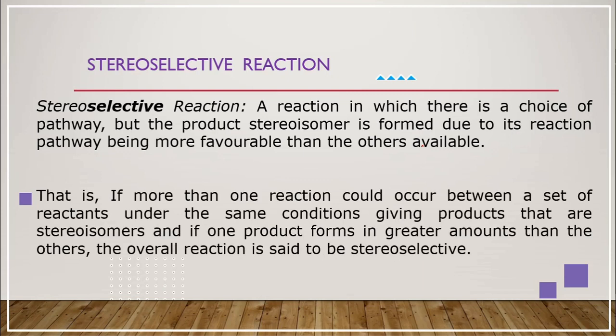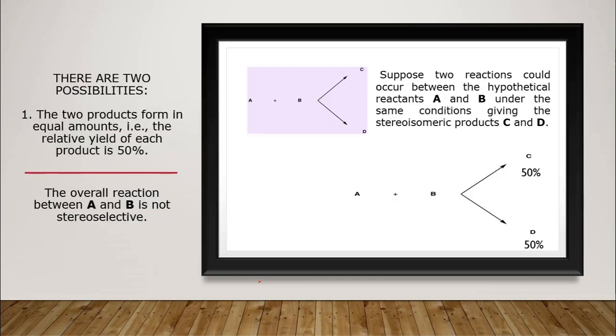If more than one reaction could occur between a set of reactants under the same conditions, giving products that are stereoisomers, and if one of the products is formed in greater amount than the other, the overall reaction is said to be stereoselective. Let us take this hypothetical example. Suppose there are two reactions that could occur between the hypothetical reactants A and B under the same conditions, giving stereoisomeric products C and D.